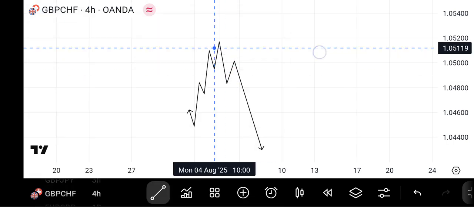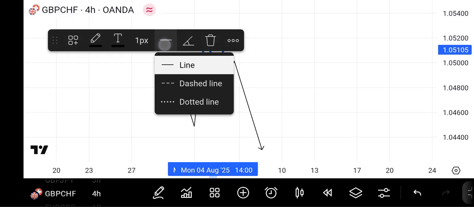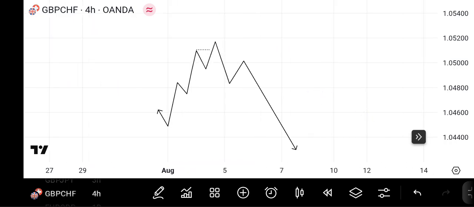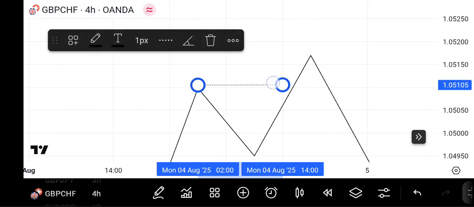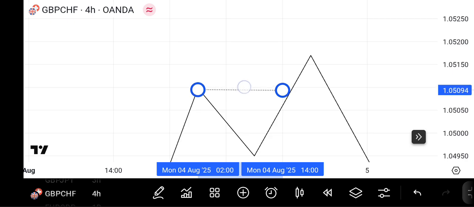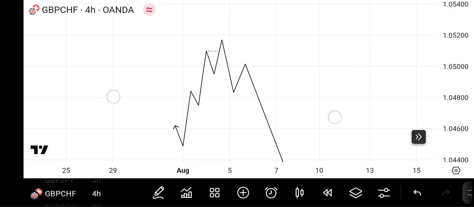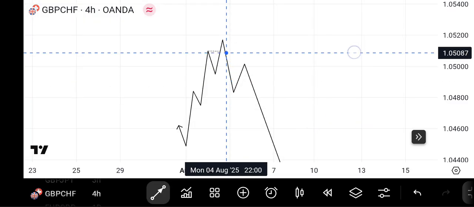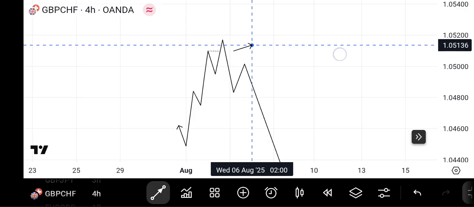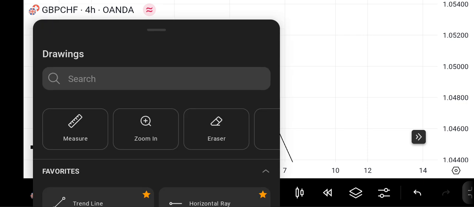I've seen my sweep here. I don't want this video to be long. Very clean, very simple. That is my sweep. Now, impulse. This is my impulse, as we both have seen. Then this is my pullback.